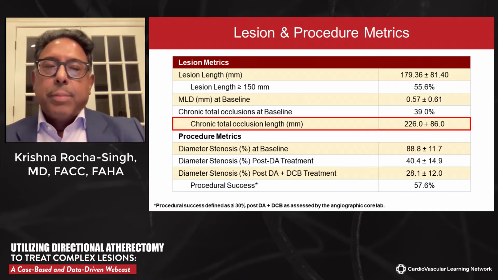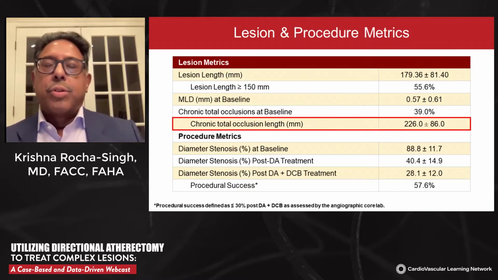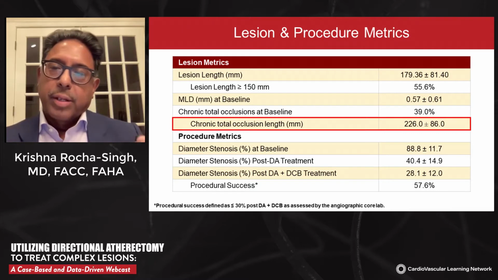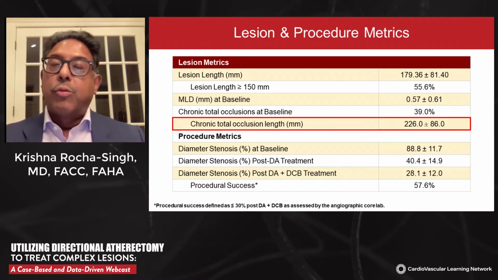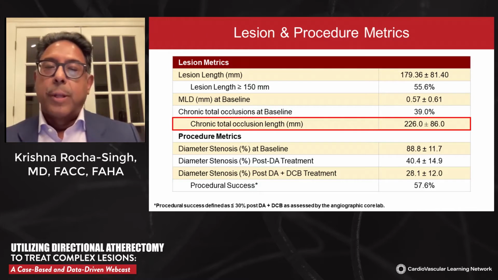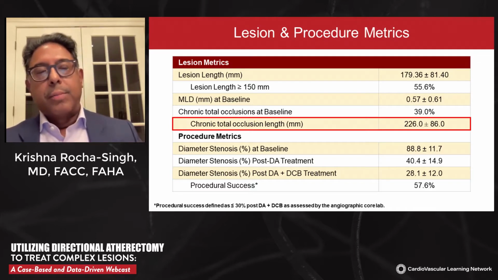I'd like to spend a little bit of time on the lesion and procedural metrics that I really think reflect and define the complexity of this cohort. You see here a mean lesion length of 18 centimeters, but importantly, you see also a chronic total occlusion length of 22 centimeters, of which 40% of the patients had CTOs. So you can see right away the complexity of these patients as it relates to the criteria.